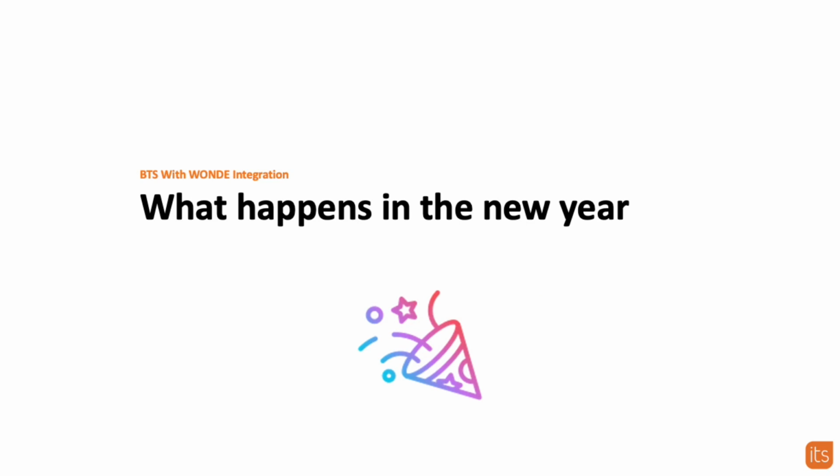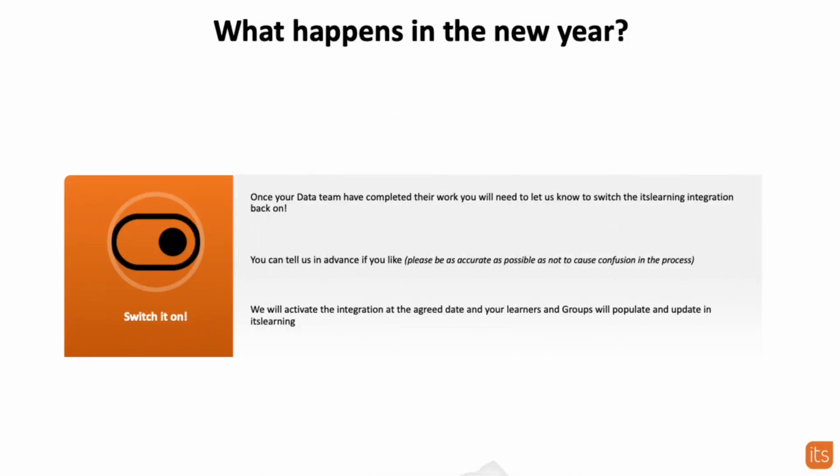So we've looked at how we can freeze those integrations and stop learners being updated and stop any sort of confusion there. But what happens when we want to start getting them on, when we want to start dealing with that new academic year? So once your data team have completed the work, you'll need to let us know to switch the itslearning integration back on. You can do this in advance if you like, but please be as accurate as possible as not to cause any confusion in the process.